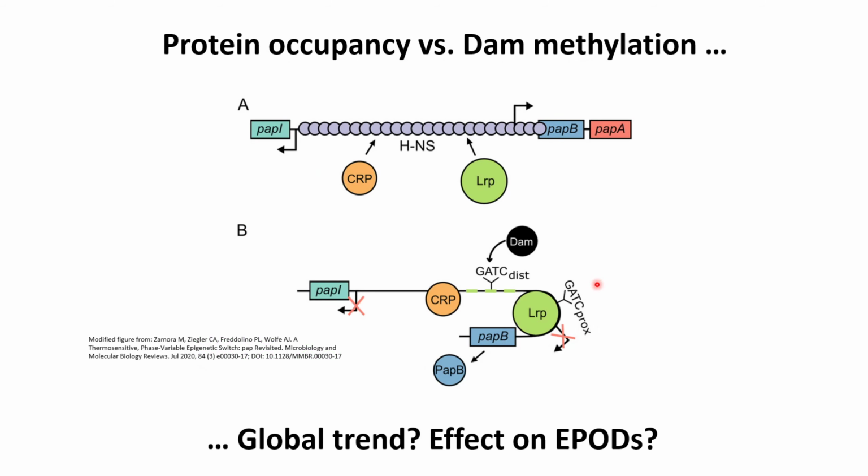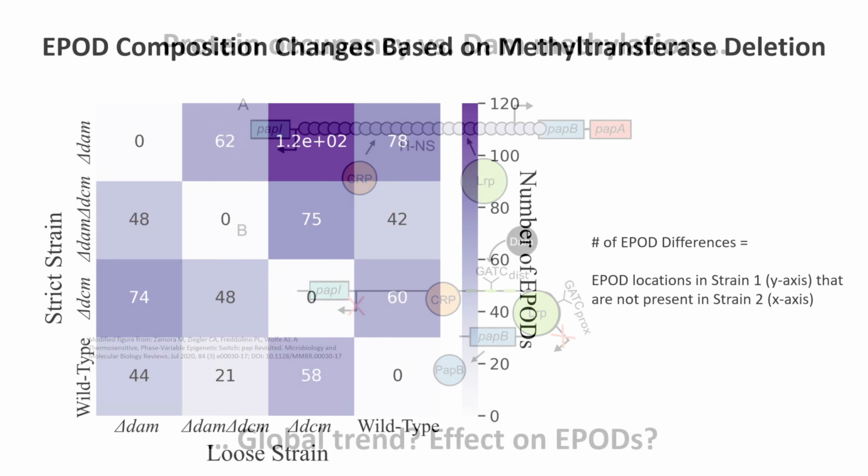Here we can see an example of how protein occupancy blocks methylation of DAM target sites in the promoter region of an operon that is associated with virulence in pathogenic E. coli. Now, this is a local example of how protein occupancy inhibits or allows DNA methylation. But what if this kind of regulatory crosstalk between protein occupancy and DNA methylation happens across the whole genome? That is the question we are trying to answer with this work.